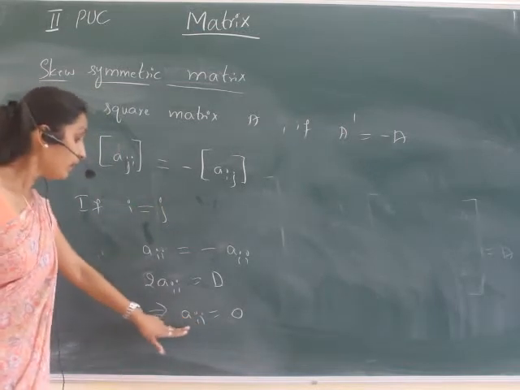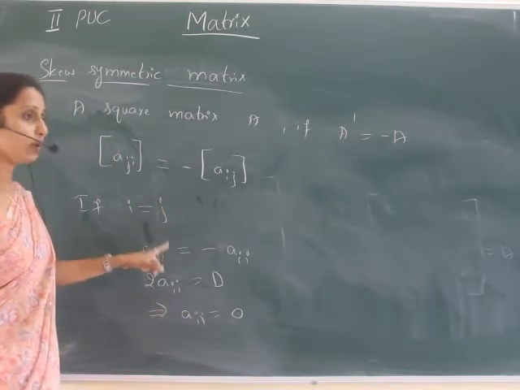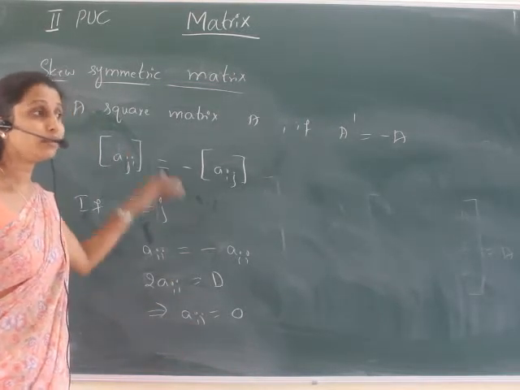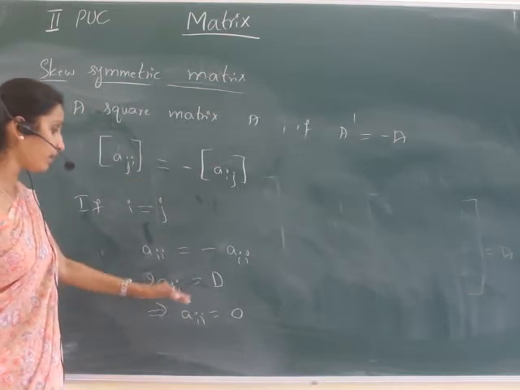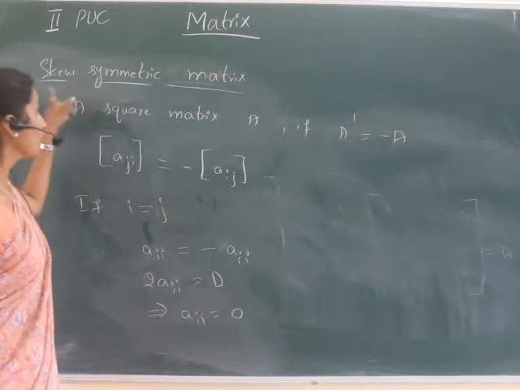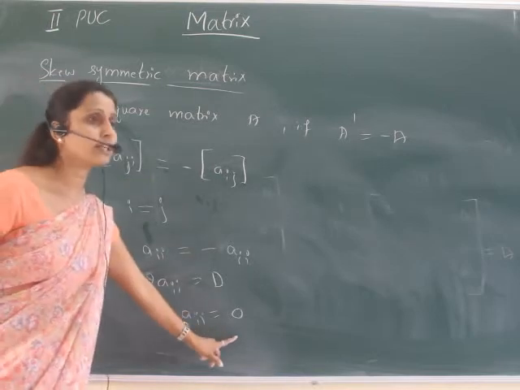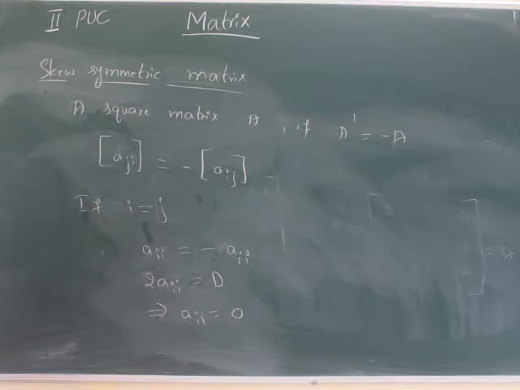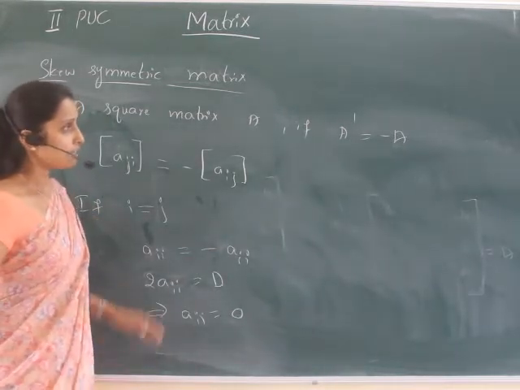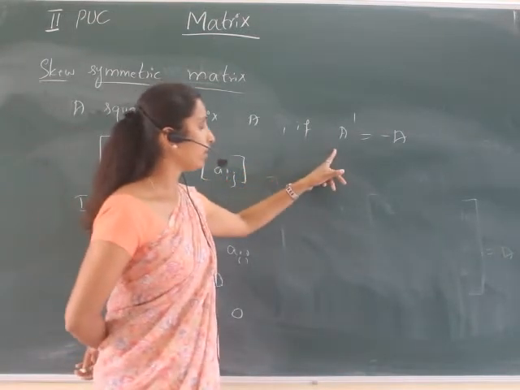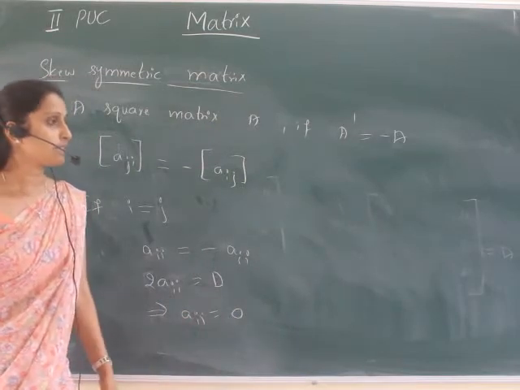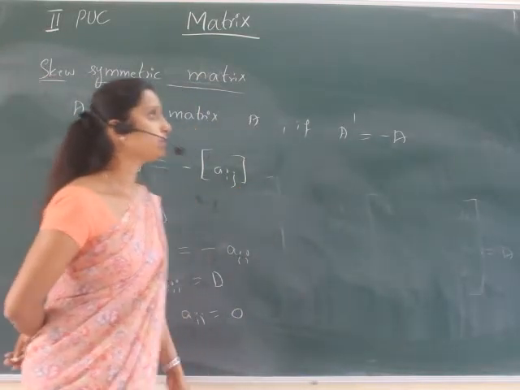So this is about when i and j are equal. i and j are equal means number of rows and number of columns are equal. That means the principal diagonal elements of a skew symmetric matrix are always 0. Now what about the other elements? Now this is about the principal diagonal elements. So what about the elements other than the principal diagonal? They should satisfy the condition A transpose is equal to minus A.